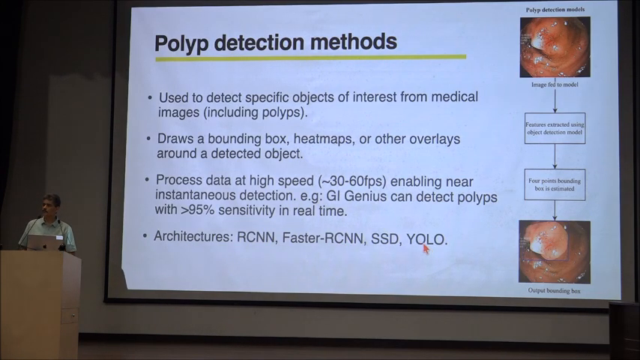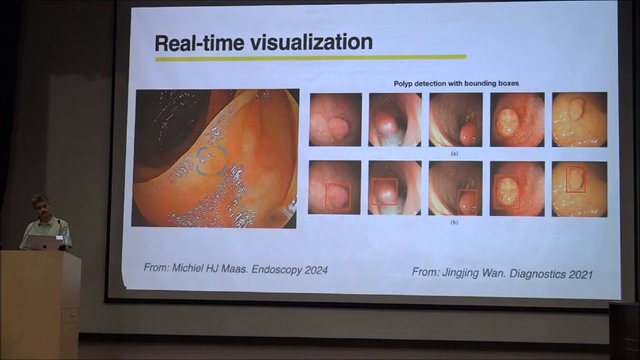The architectures for polyp detection are RCNN, recurrent convolutional neural network, faster RCNN, SSD, and YOLO. YOLO is You Only Look Once. YOLO is the platform which most of the current commercial systems are using, and we have versions 2, 3, 4, and 5 of YOLO.